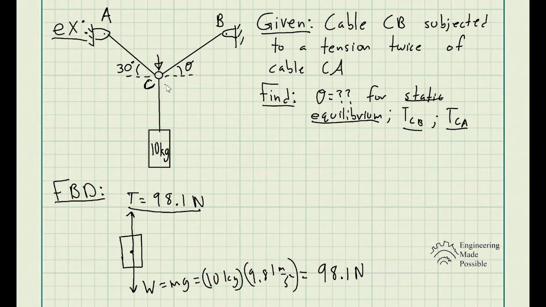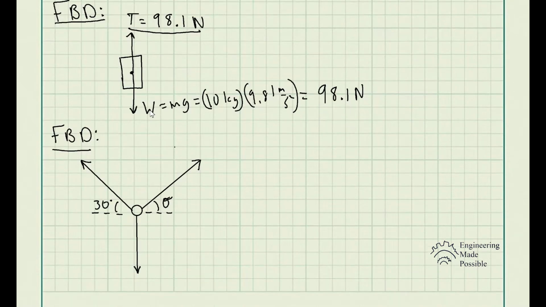Initially we first drew the free body diagram on this cylinder, to get the tension on this cable going up. Now we're going to do a free body diagram on this ring here and just draw the forces being applied to the ring. So let's go ahead and do that. Now we're looking at the ring. In this case, we're not drawing the cables, we're drawing the forces, or the tension, in those cables. So this one's going to be tension CB because it's cable CB, and this is going to be tension CA because it's cable CA. Now the force going downward here is 98.1 newtons.